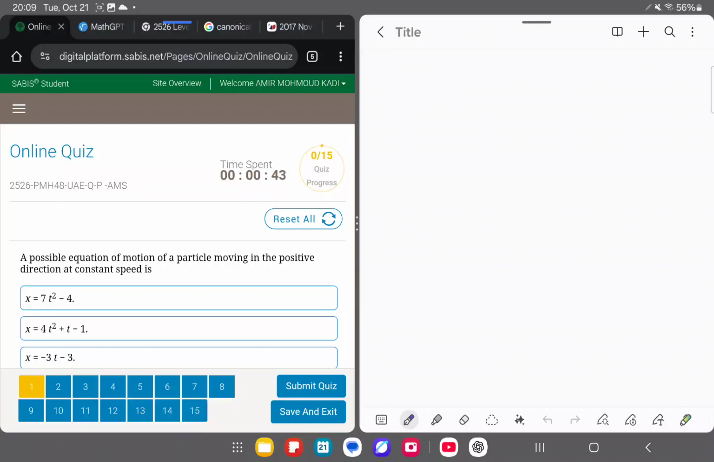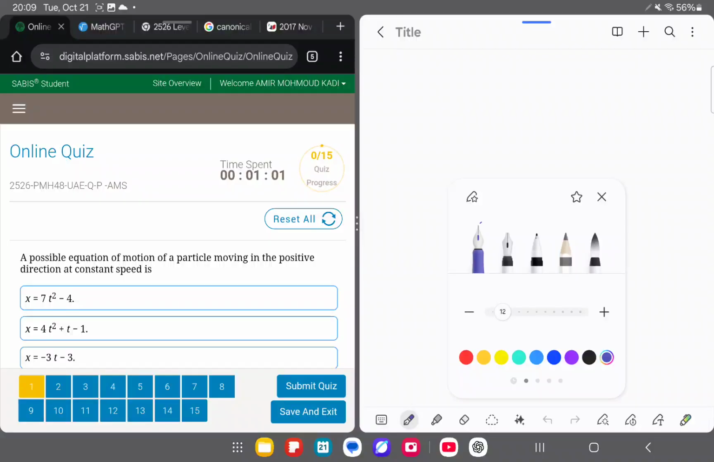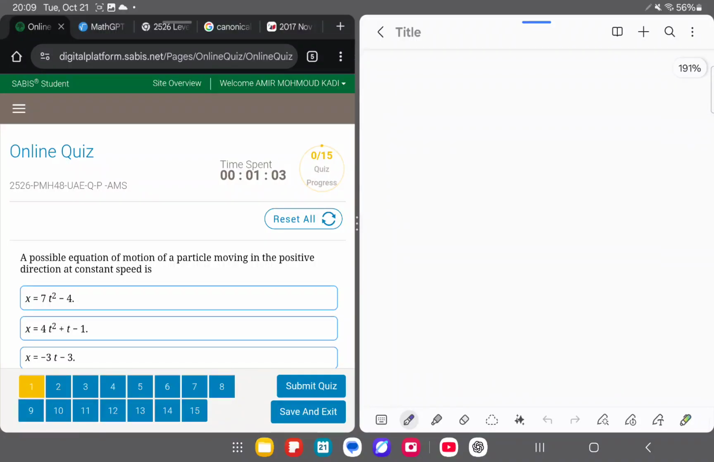Okay, so starting with question 1. A possible equation of motion of a particle moving in the positive direction at a constant speed. So when they say positive direction, this means that V is positive. Well, look, we first have to note the formulas of UARM and URM.